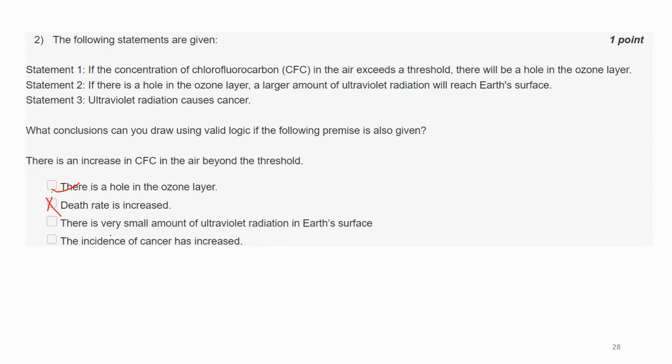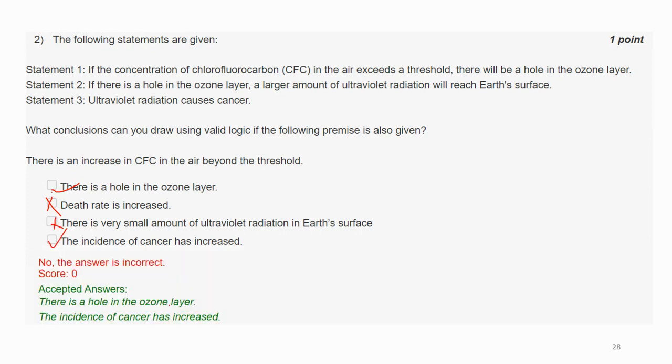Third one is there is a very small amount of UV radiation on Earth's surface. It is already said there is an increase in the CFC in the air beyond the threshold, so this is also crossed. And the fourth one is the incidence of cancer is increased. So that will be again correct, right? So if we look at the answer, there is a hole in the ozone layer and the incidence of cancer is increased. So in this way, this is now sorted out, if you put the logic properly, then we can understand.